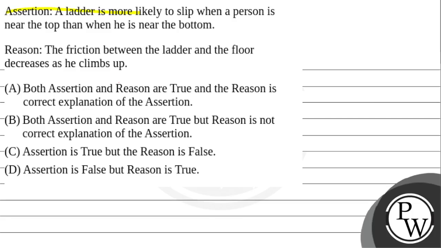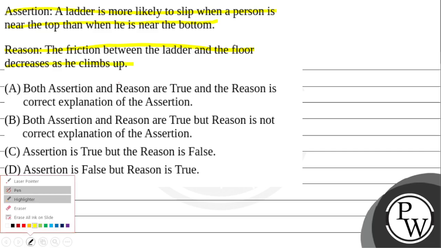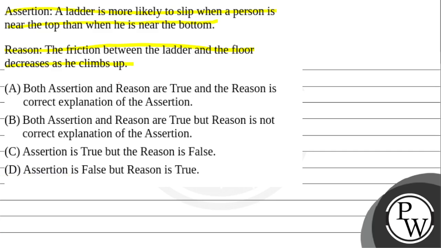Assertion: a ladder is more likely to slip when a person is near the top than when he is near the bottom. Reason: the friction between the ladder and the floor decreases as he climbs up. Option A: both assertion and reason are true and the reason is correct explanation of the assertion. Option B: both assertion and reason are true, but reason is not correct explanation of the assertion. Option C: assertion is true, but the reason is false. Option D: assertion is false, but reason is true.